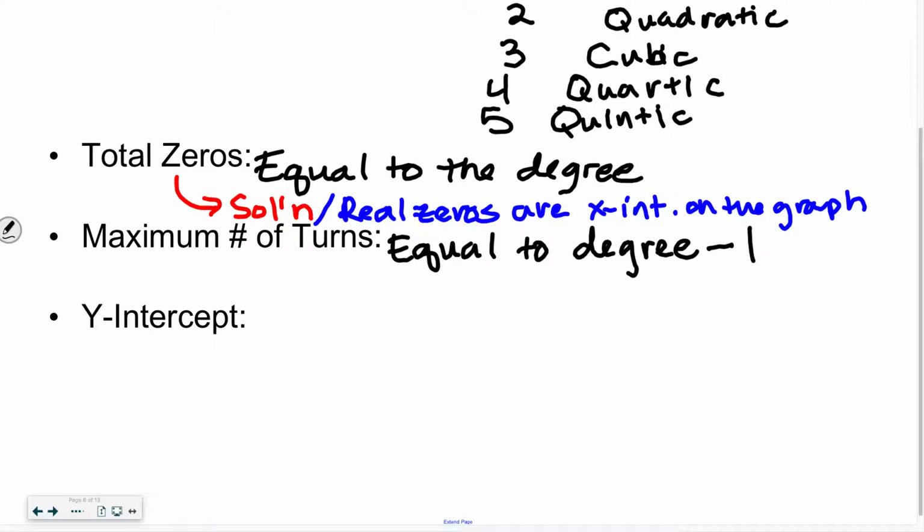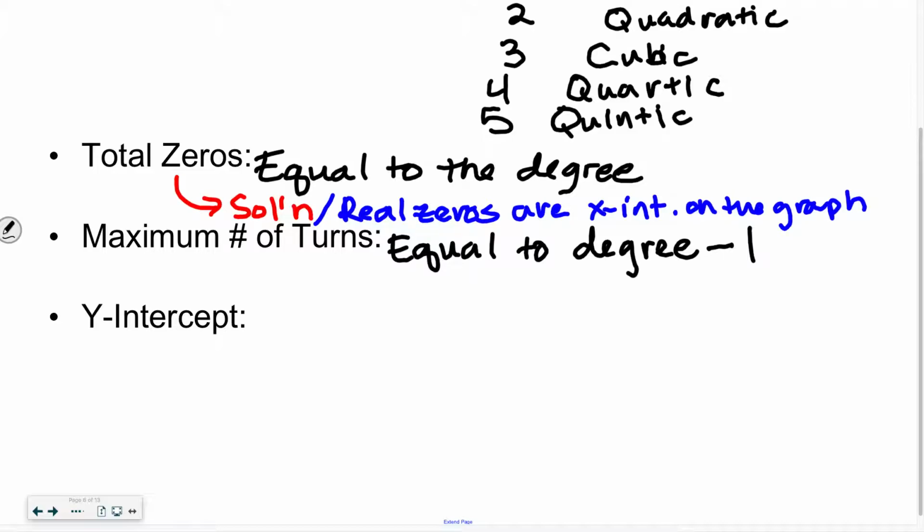So think about this. Think about a quadratic. What's the degree of a quadratic function? 2. Not quartic. Quadratic is degree 2. What was the shape of all those quadratics in the last 2 chapters? Parabolas. Okay. How many turns does a parabola have? 1. So that's the degree minus 1.